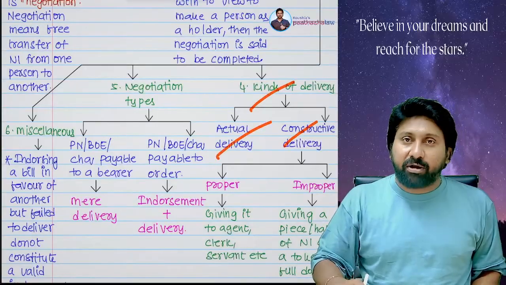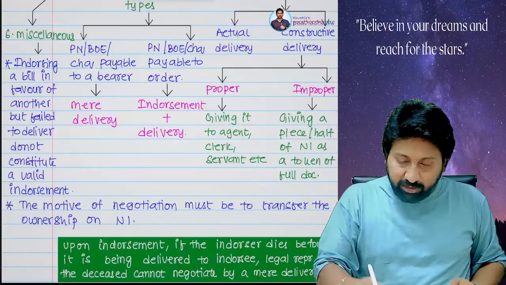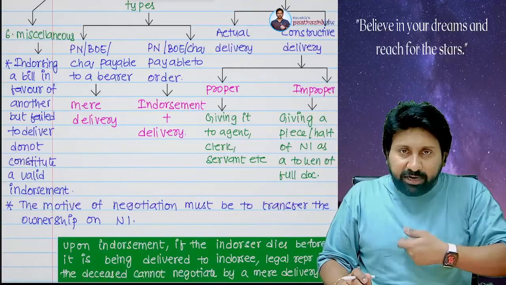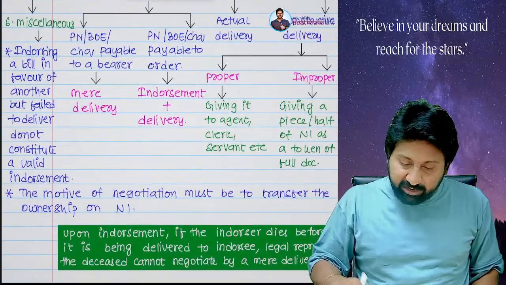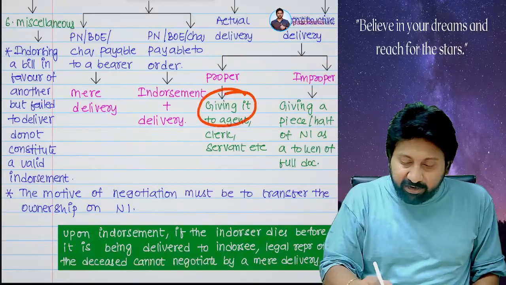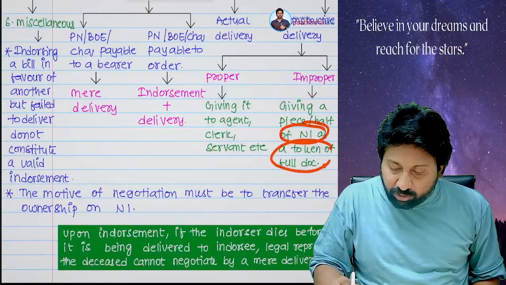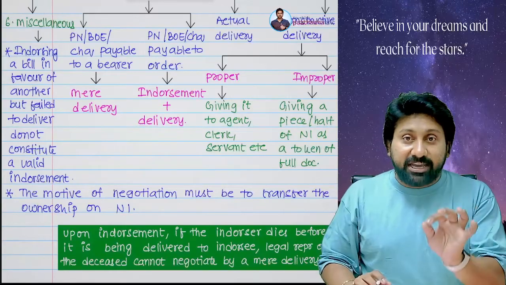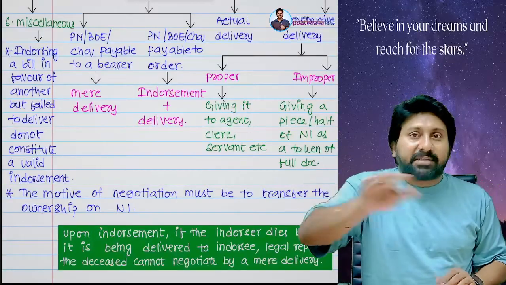Next, kinds of delivery: actual delivery and constructive delivery. Actual delivery means directly you give it. I am a creditor, I will give the bill to you. I am a debtor, I will give the cheque to you. Constructive delivery means I will not give directly. Constructive delivery has two kinds: proper and improper. Proper is giving it to an agent, clerk, etc. Giving a piece or half of a negotiable instrument as a token of the full document. Listen carefully: for a bill of exchange, you have to give the full bill. Cutting a piece and giving it to a person will not work.